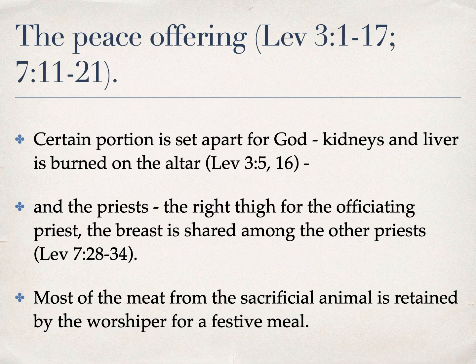Peace offering. A certain portion of this sacrifice is set apart for God. Kidneys and liver are burned on the altar. A certain portion is for the priests: the right thigh for the officiating priest, and the breast is shared among the other priests. But most of the meat from the sacrificial animal is retained by the worshipper for a festive meal.